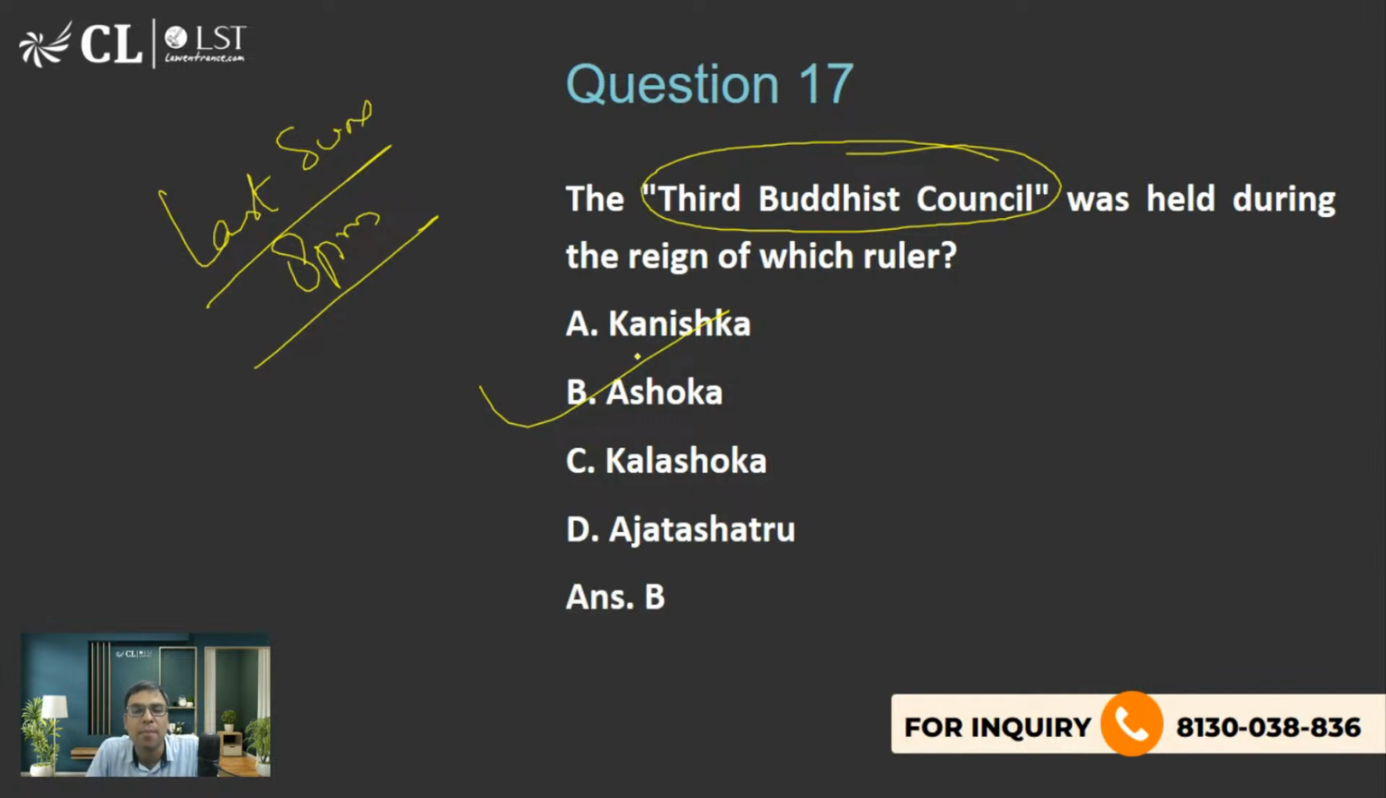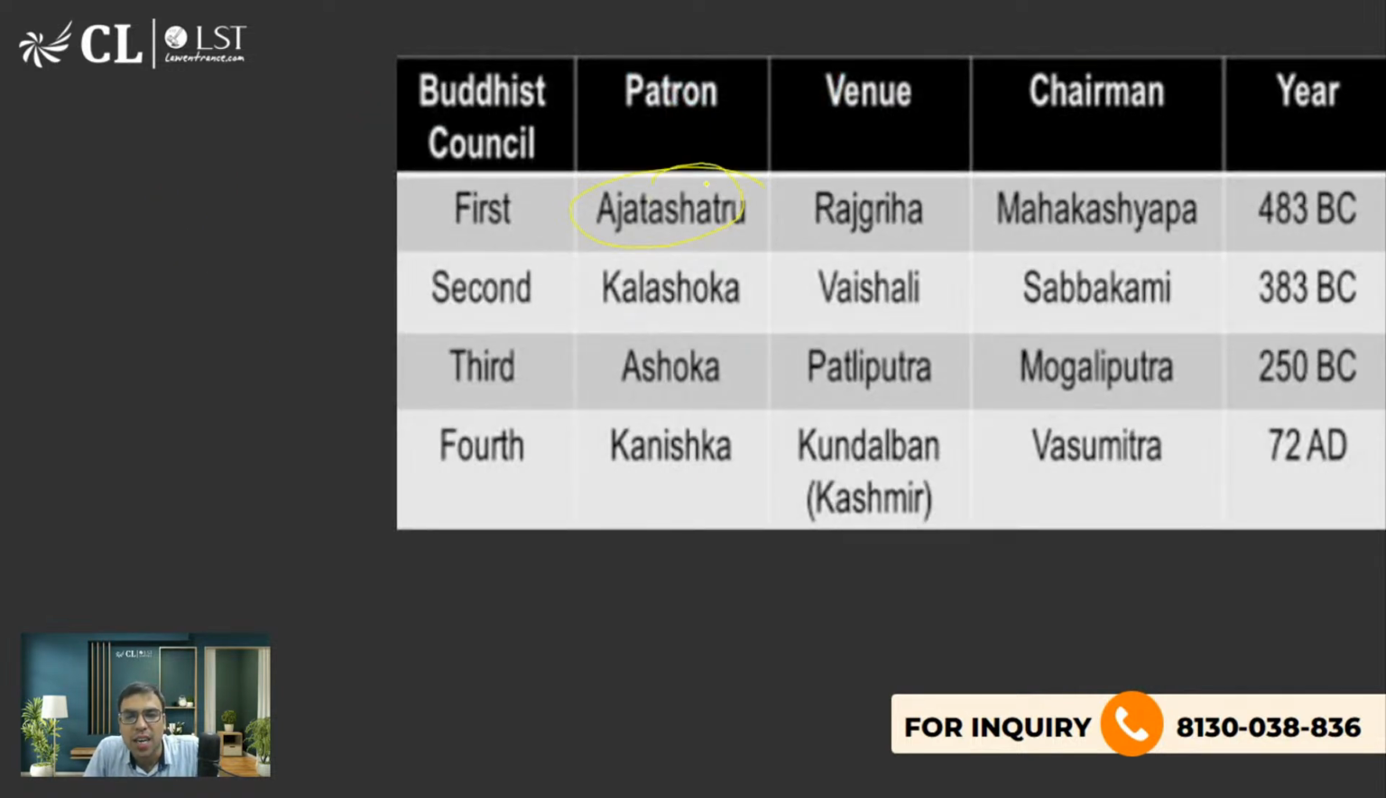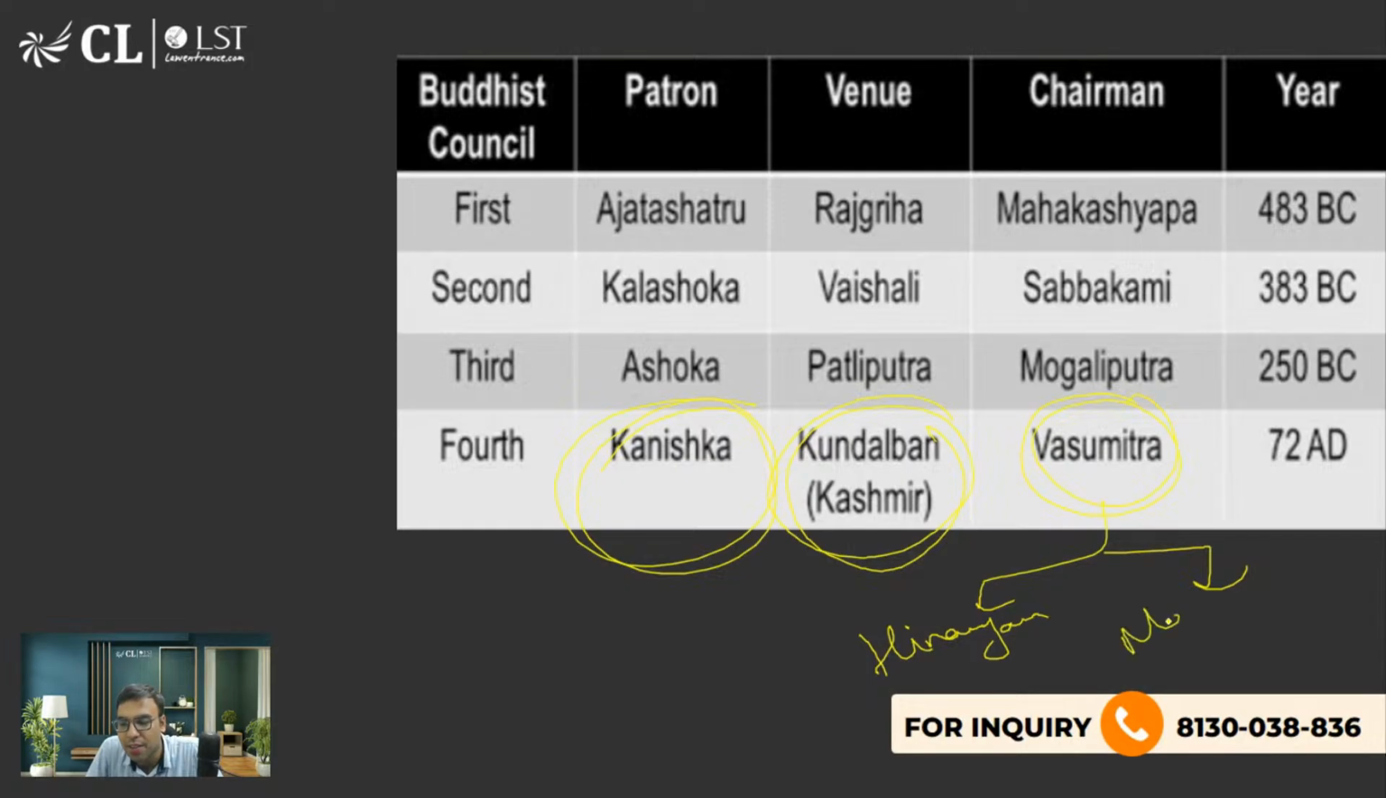We had discussed all these four important Buddhist councils. In the first, Ajatashatru was the king, Rajgir was the place, and the chairman was Mahakasyap. The second happened in Kalashok, it is Vaishali near Patna, and the chairman was Sabbakamir. Ashoka was the king in the third, at Patliputra, which today we call Patna, and the chairman was Moggaliputta. The fourth happened in the rule of Kanishka, the Kushan king, in Kundalvan in Kashmir, where the chairman was Vasumitra. This is the place from where we have seen two sects of Buddhism, Hinayana and Mahayana.